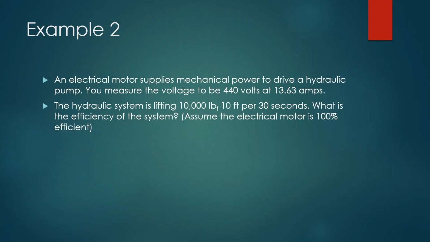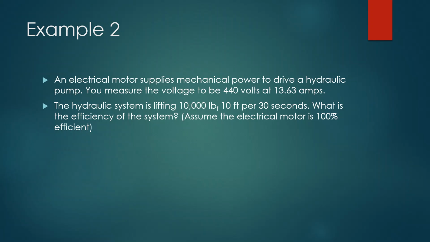So in this case, for example, we have an electrical motor that supplies mechanical horsepower to drive a hydraulic pump. You measure the voltage to be 440 volts. That's weird. That should be 480, but we're going to go ahead and leave it at 440, at 13.63 amps. So the hydraulic system is lifting 1,000 pounds force, 10 feet per second. What's the efficiency of the system?